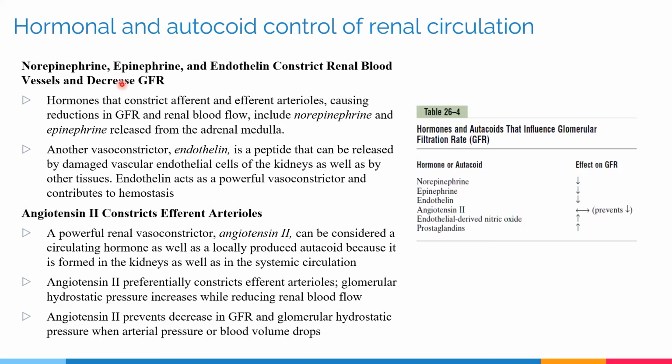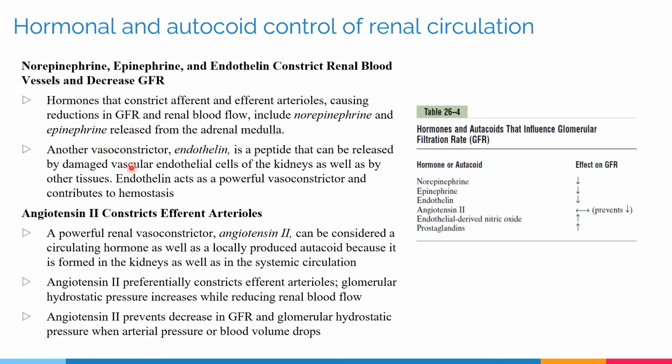Now we look into the hormonal and autacoid control of the renal circulation. The hormones norepinephrine, epinephrine, and endothelin constrict renal blood vessels and can decrease the GFR. Hormones that constrict afferent and efferent arterioles, causing reductions in the GFR and renal blood flow, include norepinephrine and epinephrine, which are released from the adrenal medulla.